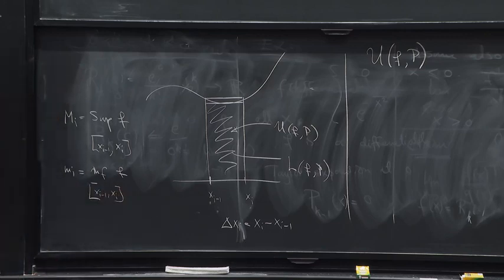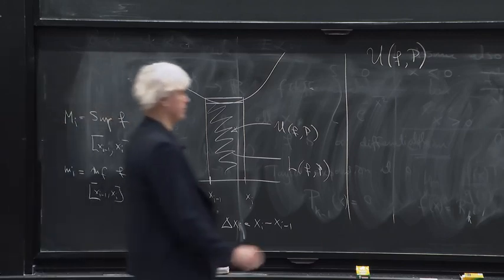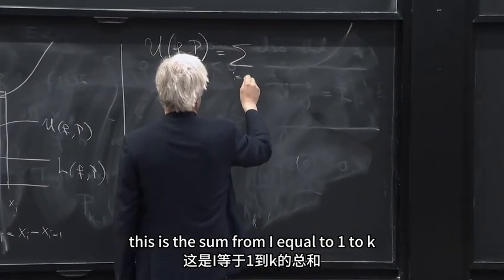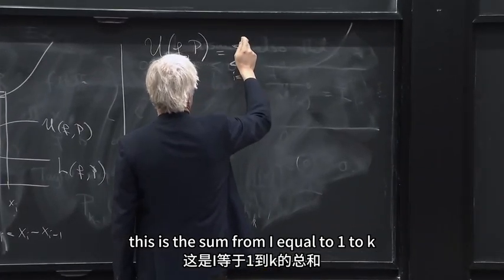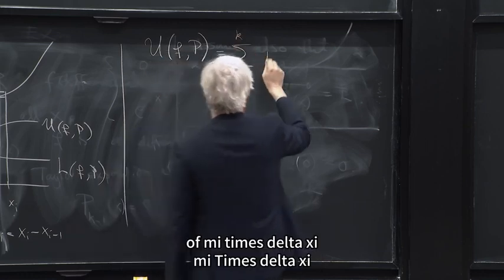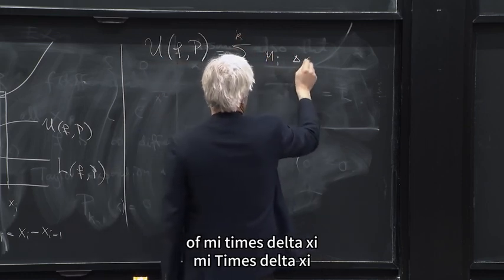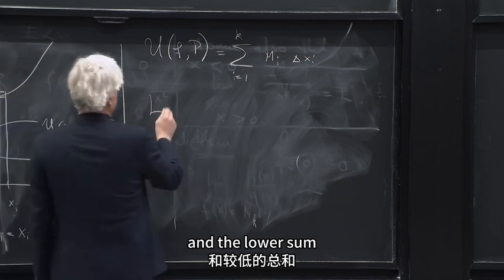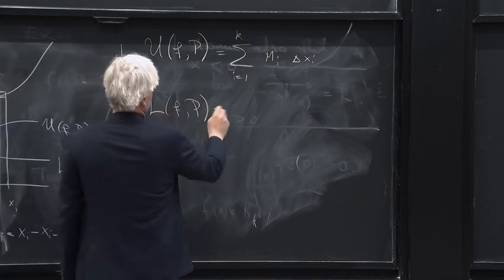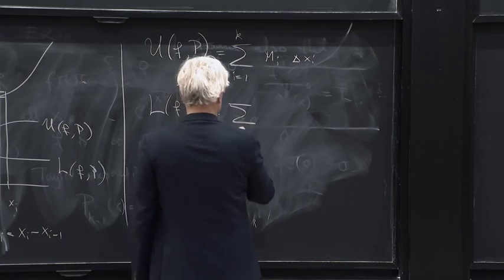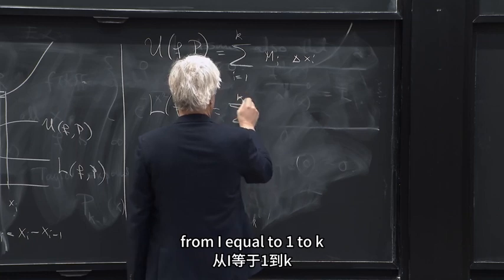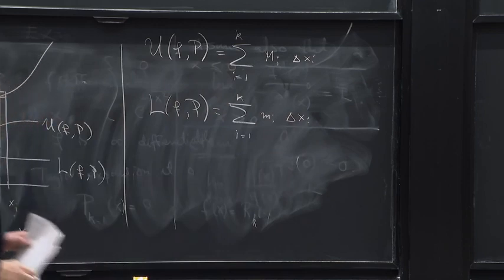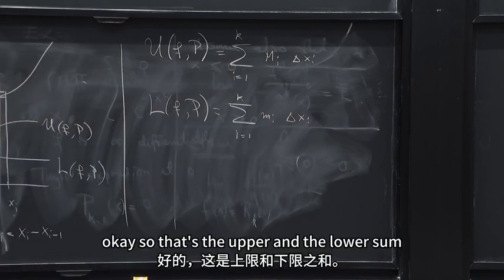Like that. And so the upper sum for this partition is the sum from i equal to 1 to k of M_i times delta x_i. That's the upper sum. And the lower sum is then the sum from i equal to 1 to k of m_i delta x_i. Okay, so that's the upper and the lower sum.